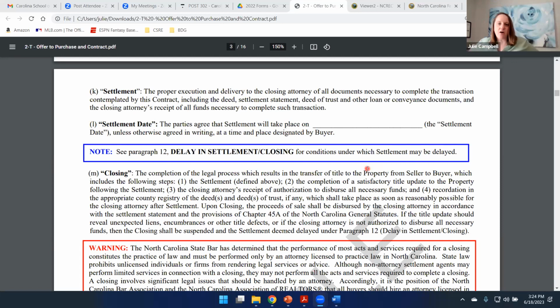Settlement date: the parties agree that settlement will take place on a specific date. So whatever day we're shooting for, understanding delays happen. I have a note here about delays. We'll look at paragraph 12 that addresses delays and how those may happen. I always tell my parties to have a plan B, because if something happens and we can't close on this date, I don't want them sleeping in the U-Haul tonight. I want them to be comfortable in a bed somewhere, not in the back of a truck.